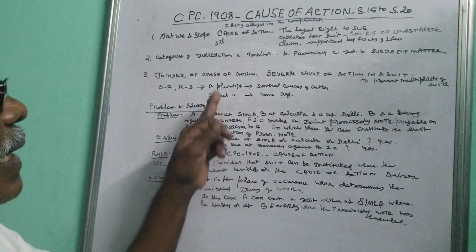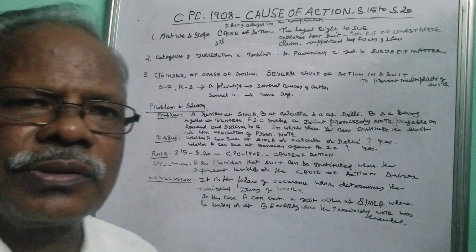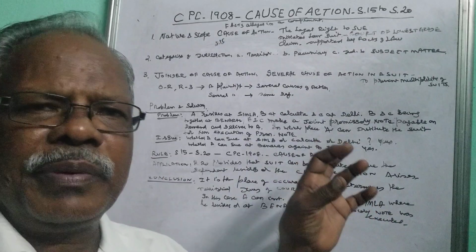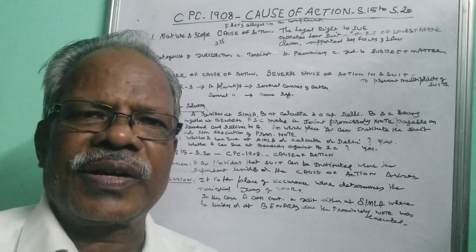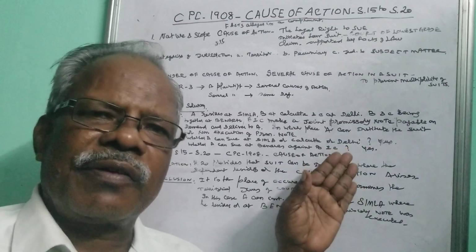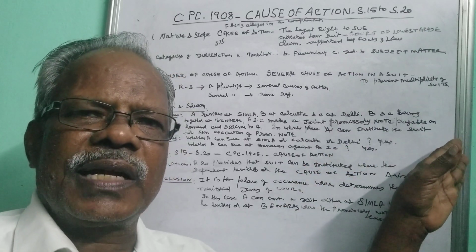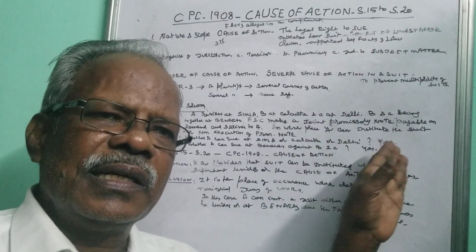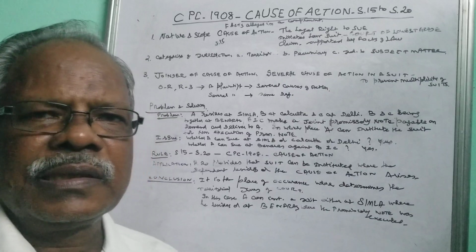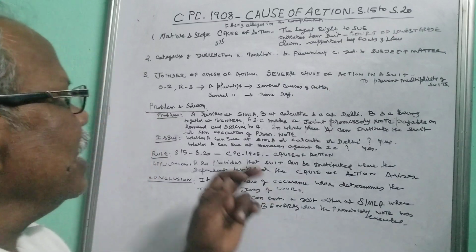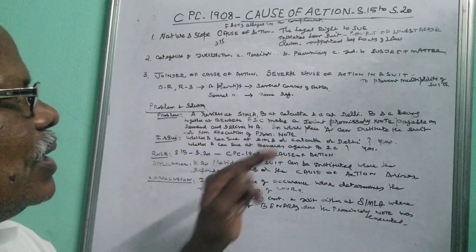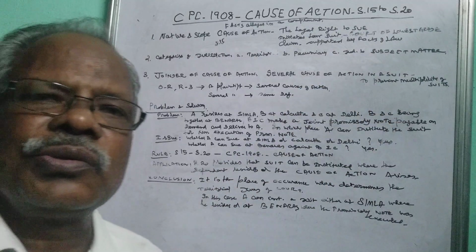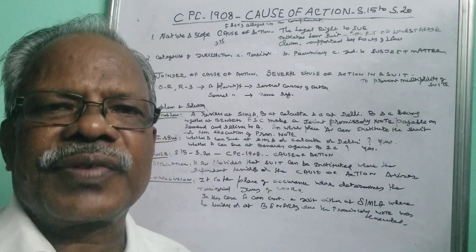Then joinder of cause of action. Under joinder of cause of action, there may be one plaintiff and several defendants, or several plaintiffs and one defendant with one cause of action. There may be one plaintiff, one defendant, and several causes of action. This is called joinder of parties and joinder of cause of action: several causes of action in a suit. This is to avoid the multiplicity of cases.